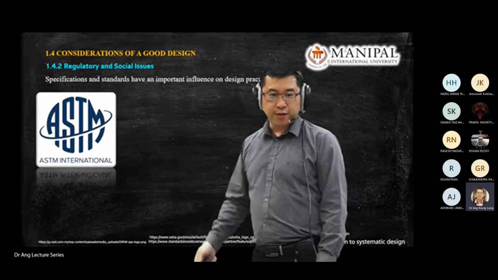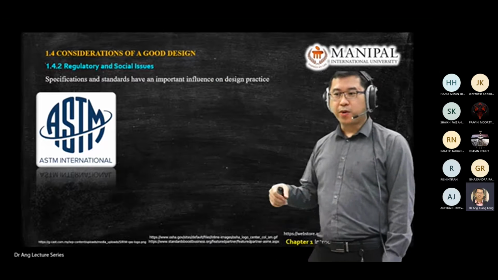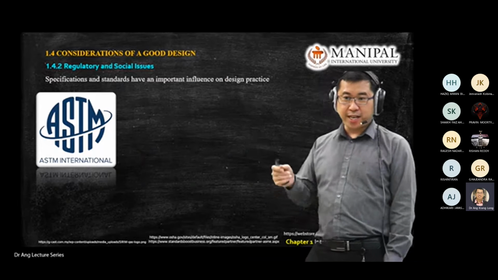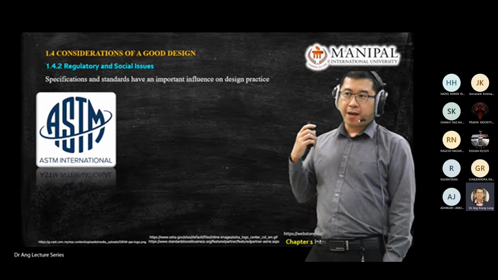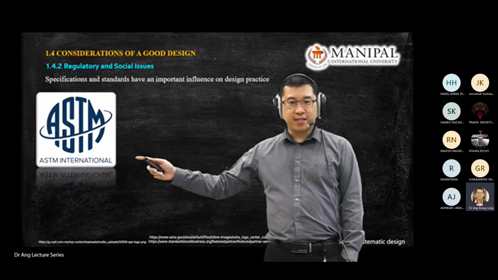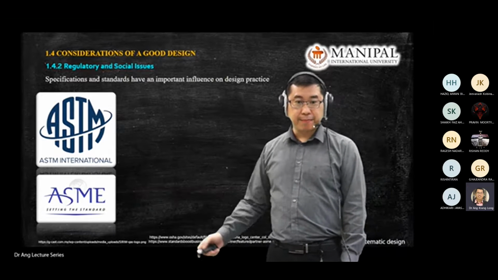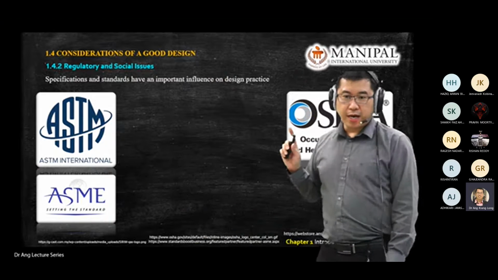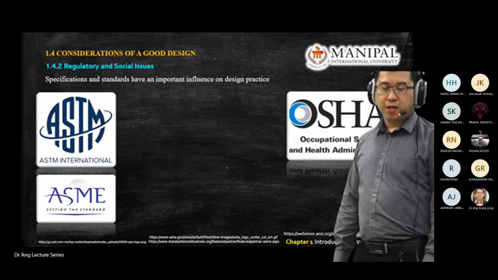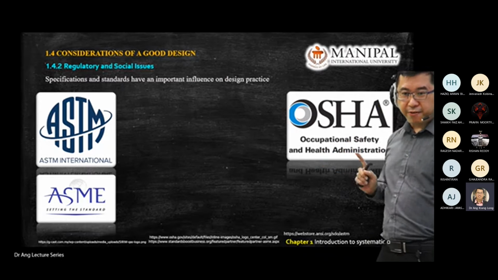Let me give you an example. Testing standard ASTM: when you do your design, for example welding, there are some standards there. Another example when it comes to your design is the ASTM standard, ASME, the American Society of Mechanical Engineers standard, and OSHA, the occupational standard. When you go to work, this is very important to make sure you are working in a safe environment.